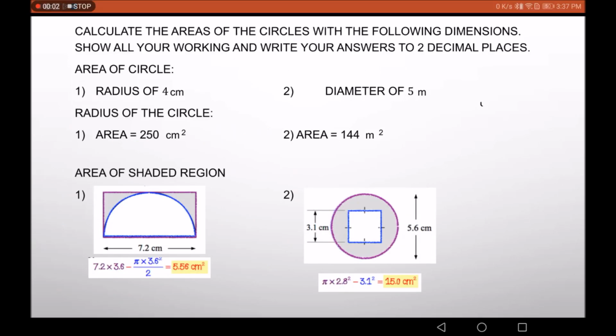Here are our practice problems for area of a circle. You can pause the video and answer the following questions before I reveal the answers.